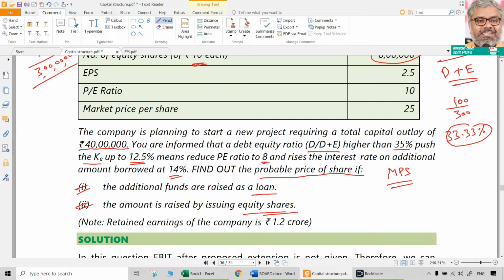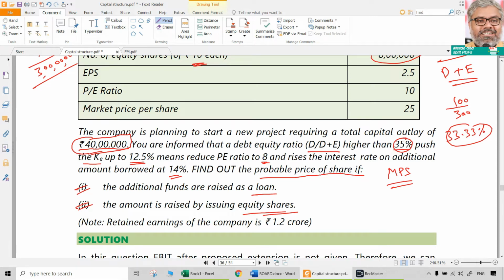Because what is the new plan? New money that is required is 40 lakhs. So additionally you require 40 lakhs. So if the debt by debt plus equity ratio crosses 35%, automatically there are some things that will change. First let us check whether that crosses or not. Of course it will cross. Why? Because 40 lakhs is a big amount.